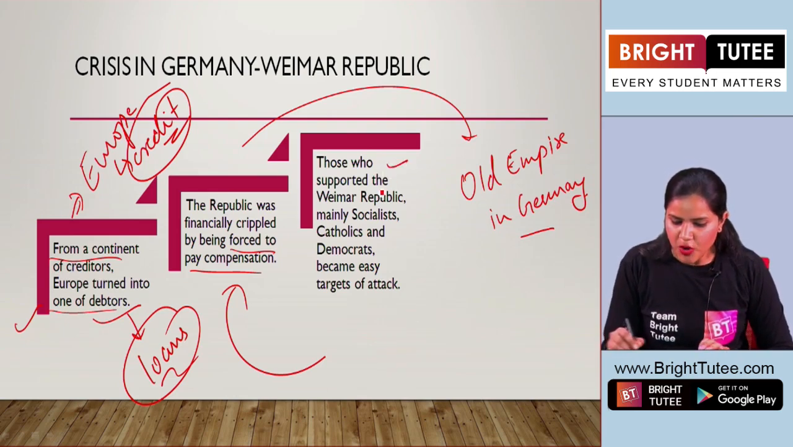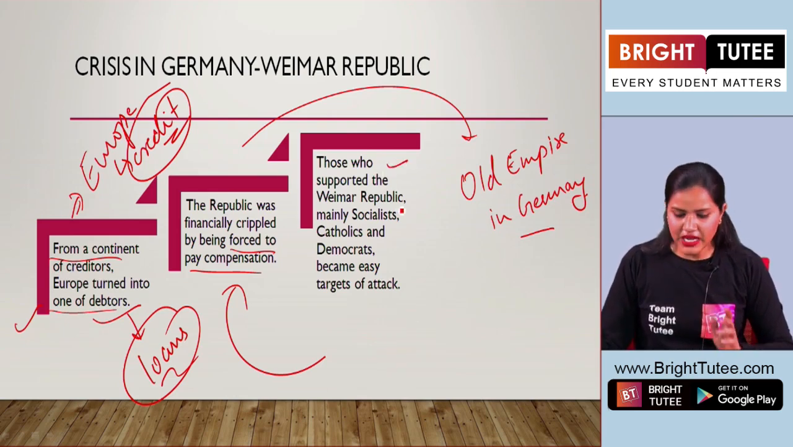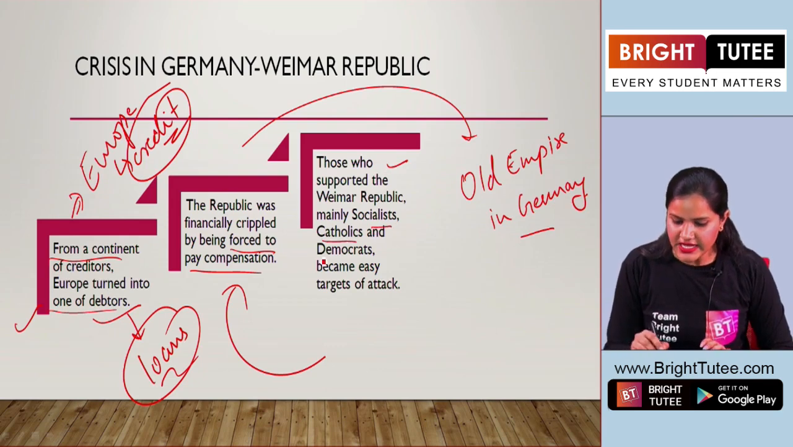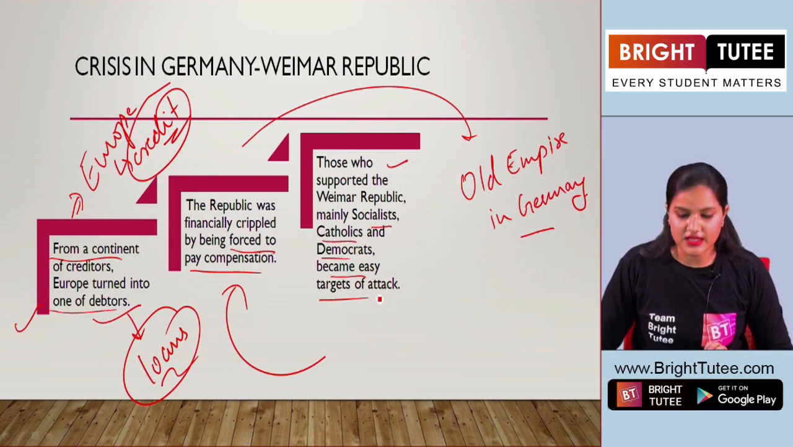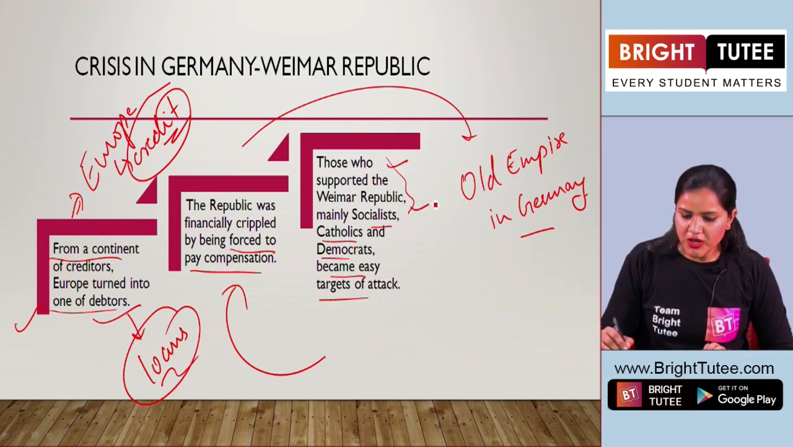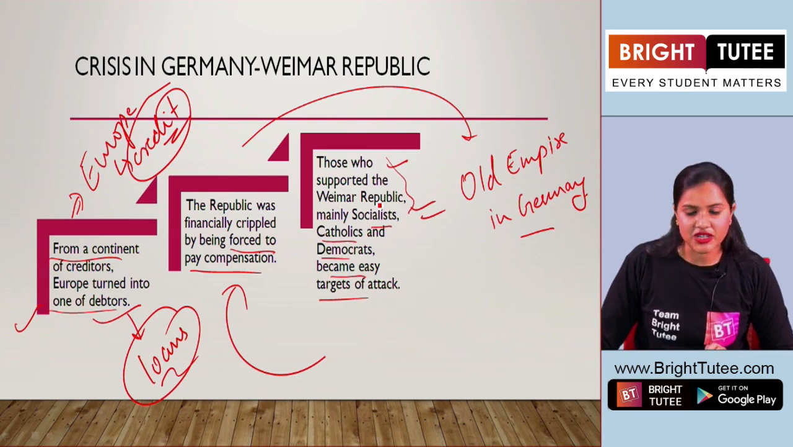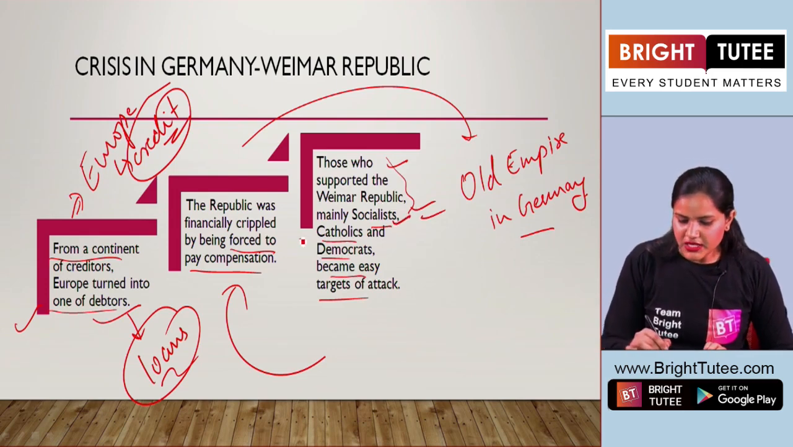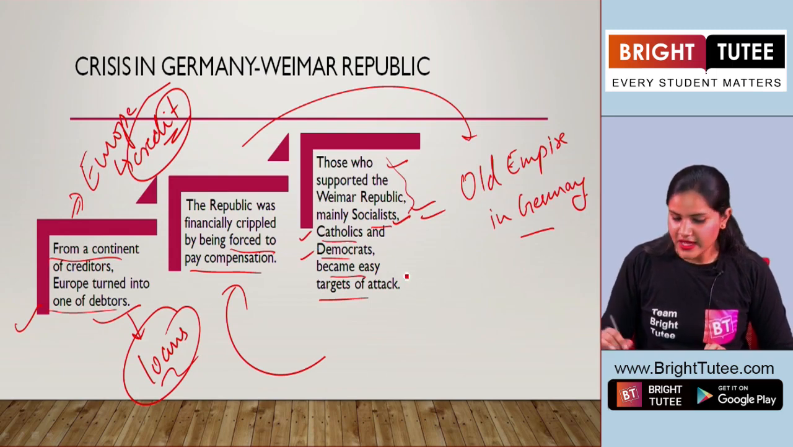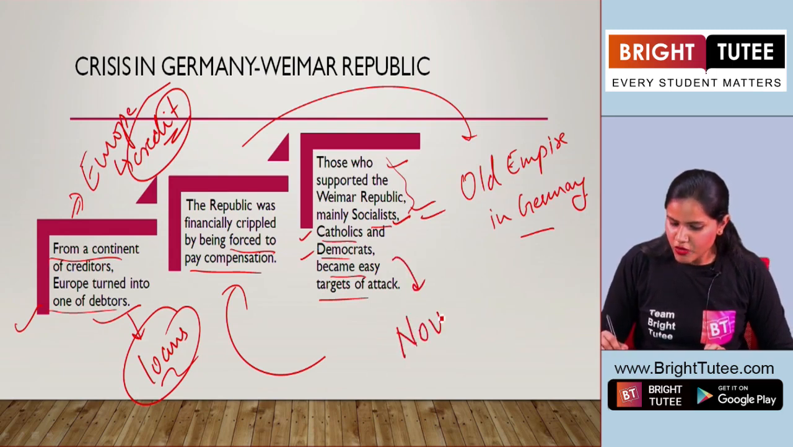So those who supported the Weimar Republic, mainly the socialists, the Catholics and Democrats, became an easy target of attacks, right? So all those people who were supporting the Weimar Republic that had been established, these were the socialists, Catholics and the Democrats. They were popularly now known as the November criminals.